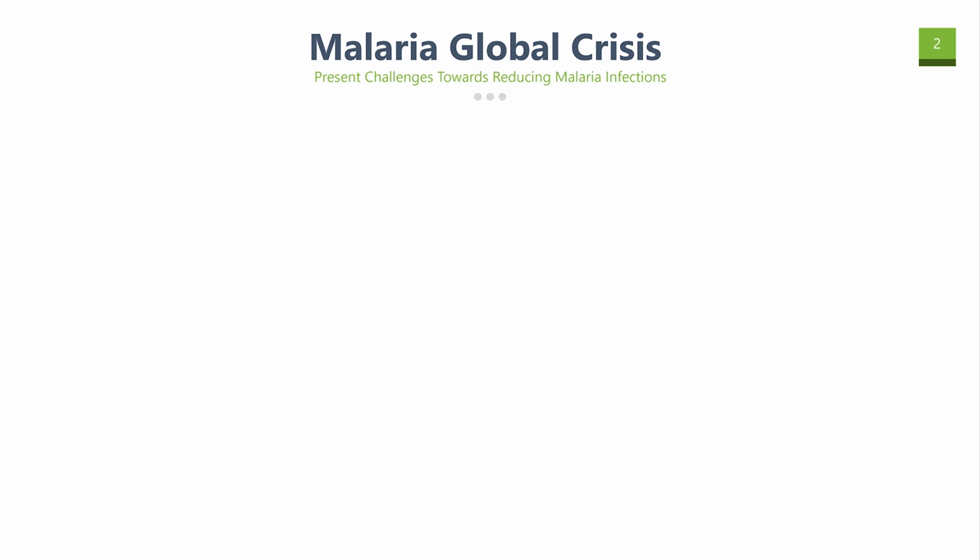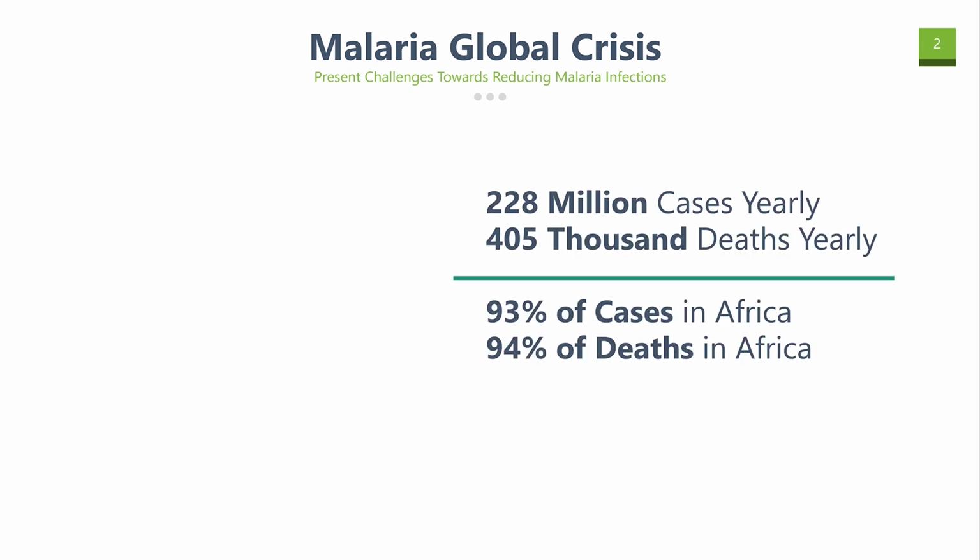Malaria is a disease caused by Plasmodium parasites, transmitted through female mosquito bites. In serious cases, malaria can cause seizures, coma, and death. There are an estimated 228 million cases and 405,000 deaths worldwide every year, with 93% of cases and 94% of deaths occurring on the African continent.